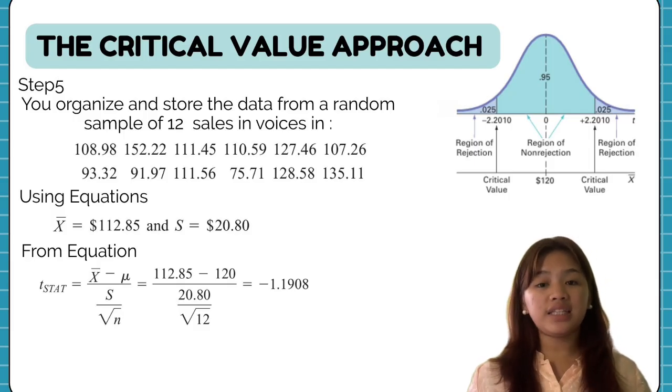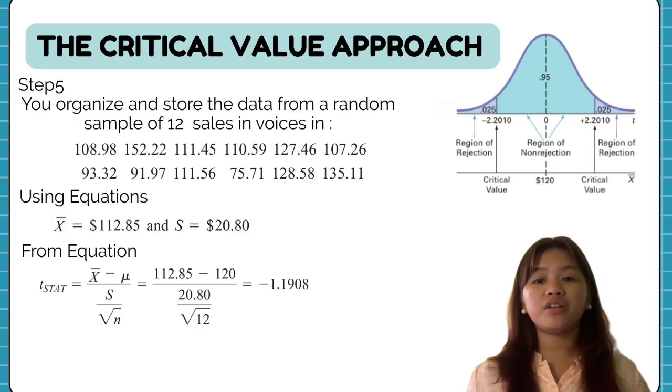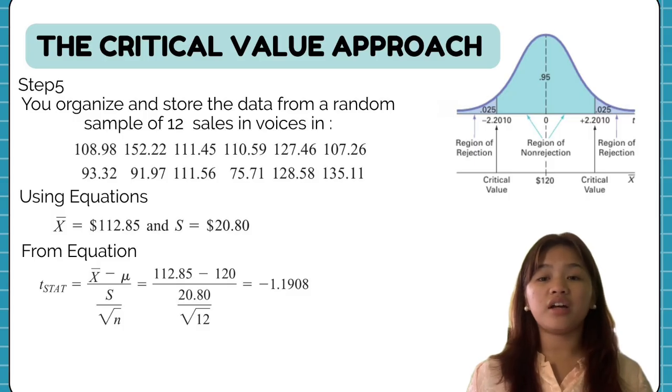The calculated t-statistic is within the range, so in conclusion, there is not enough evidence to reject the null hypothesis. The sample does not provide strong enough evidence to say the mean sales are different from 120.